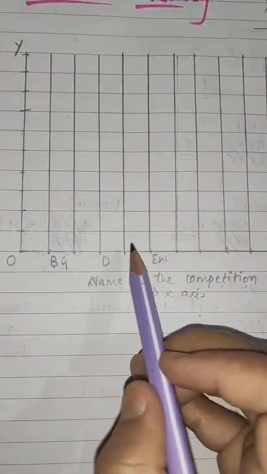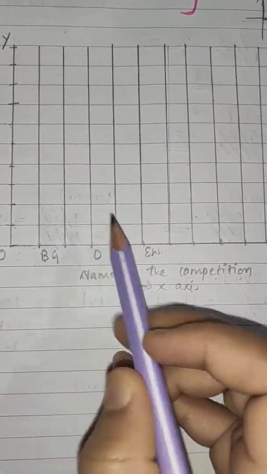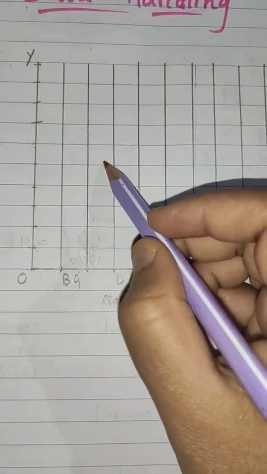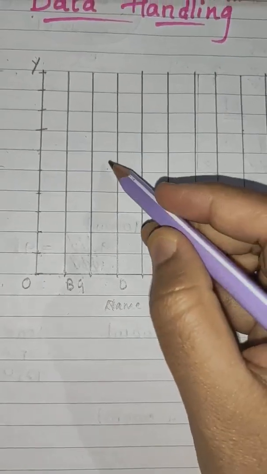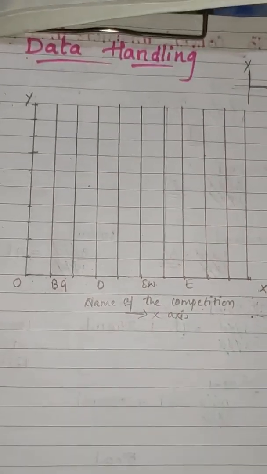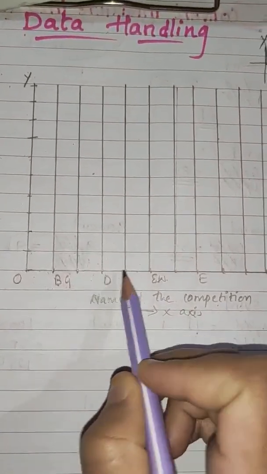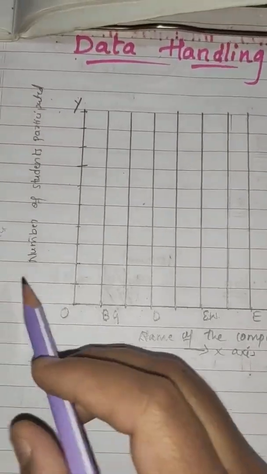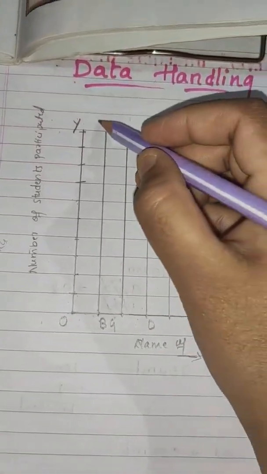Okay, see here, I'm leaving one bar here. If you write this debate here, I will tell you later when you put a mark afterwards. Later on I will tell you what will happen if you take it very close. Okay, next one is elocution. I will write it here. So see, I have left one bar here. Next we are going to write the number of students participated.